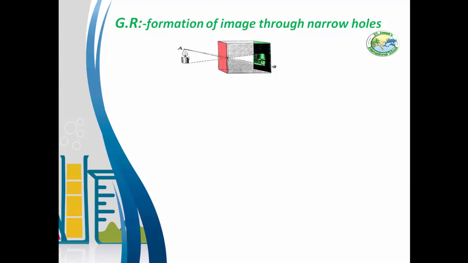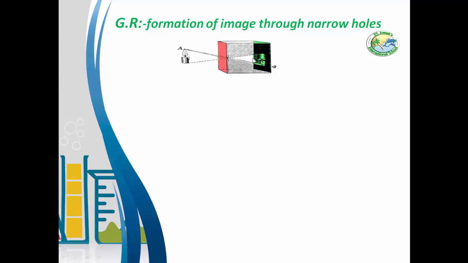After making the hole, we will put the candle and move it forward and backward till we see a clear image, a clear picture of the candle. We will see the picture, but we have to note that this picture is minimized and inverted.